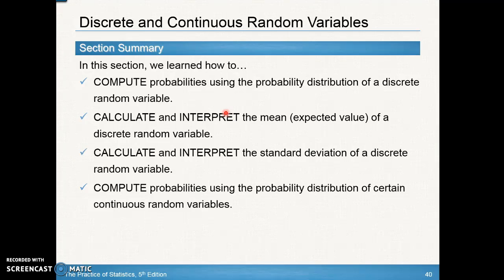All right, so in this section, what did we do? Let's just do a quick summary. We talked about the probability distribution of a discrete random variable. We talked about the mean, or the expected value, and what that is, okay? Remember that the expected value is after many, many, many runs of a trial, what can we expect to get? The standard deviation is after many, many, many trials, how far away on average are we from the expected value or the mean? And then we computed probabilities using probabilities from a continuous random variable.